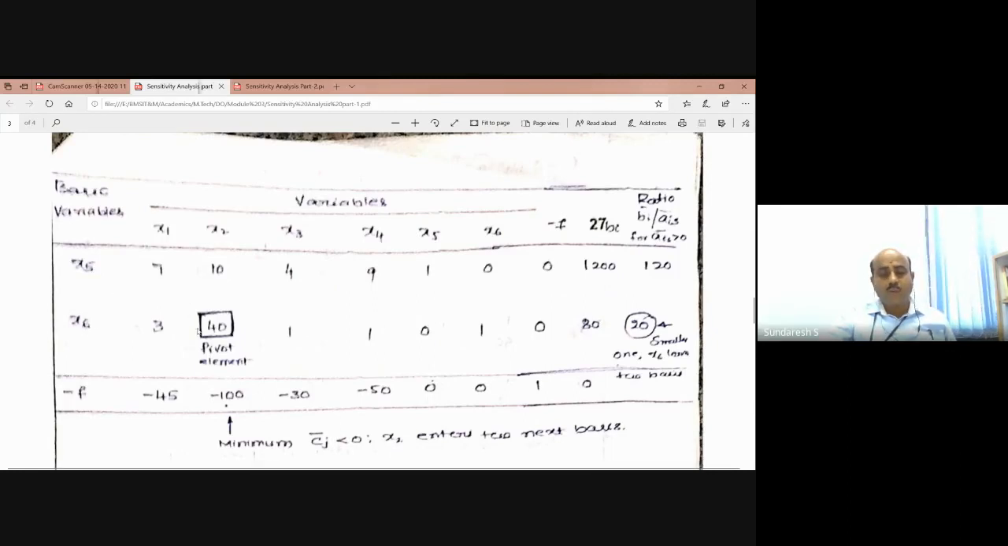After identifying the pivot element, the result of the pivot operation is that X6 leaves the basis, whereas X2 enters the basis. X6 leaves the basis and X2 enters the basis. So what is the reason? I already explained why X6 leaves and why X2 enters the basis, whereas X5 remains the same. It does not change. Okay. So now we will write the result of the pivot operation in the canonical form.